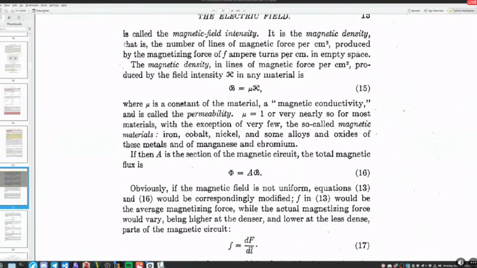Here, the factor 10 to the negative 1 results from the ampere being 10 to the negative 1 of the absolute or CGS unit of current. It is called the magnetic field intensity. It is the magnetic density, that is the number of lines of magnetic force per centimeter squared produced by the magnetizing force of f ampere turns per centimeter. In empty space, the magnetic density in lines of magnetic force per centimeter squared produced by the field intensity in any material is.